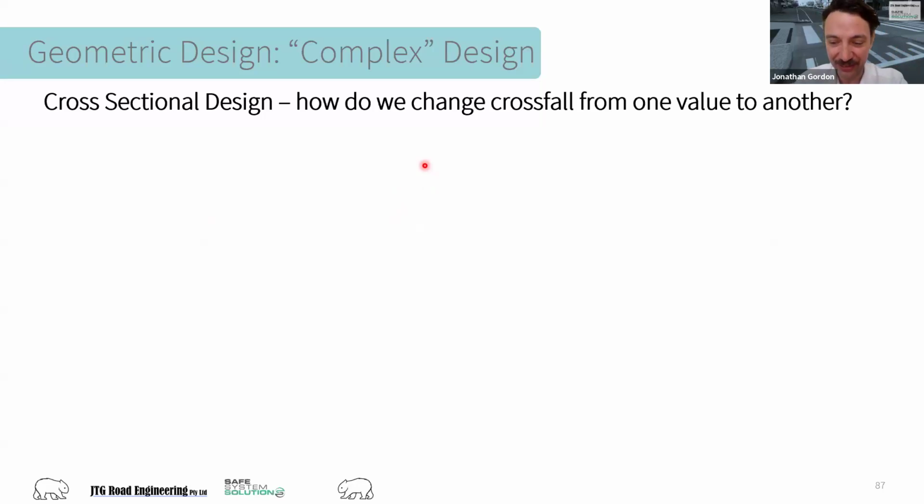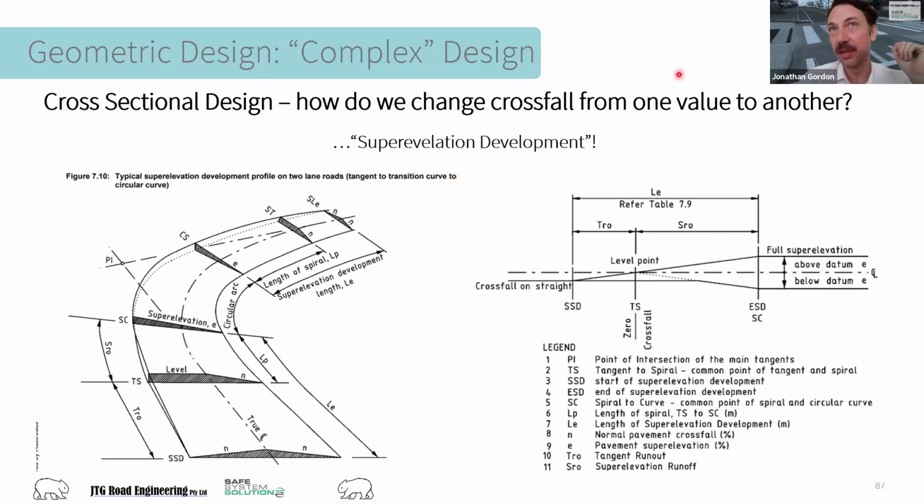And it is, a joke to Ken and the Safe System crew there, the single coolest word in road design.